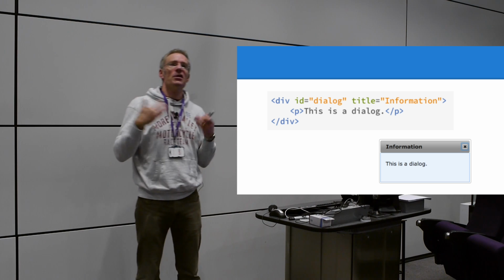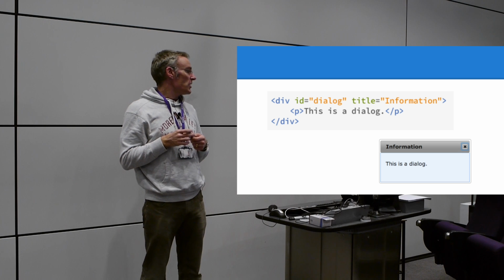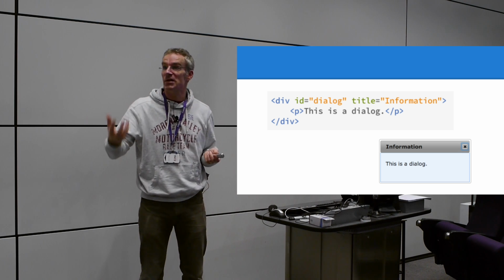So let's see how we do this. Let's build this up step by step and look at how this code works. First thing you've got to do is make sure that you give the div an ID, because you need to be able to select it to apply the style to it.